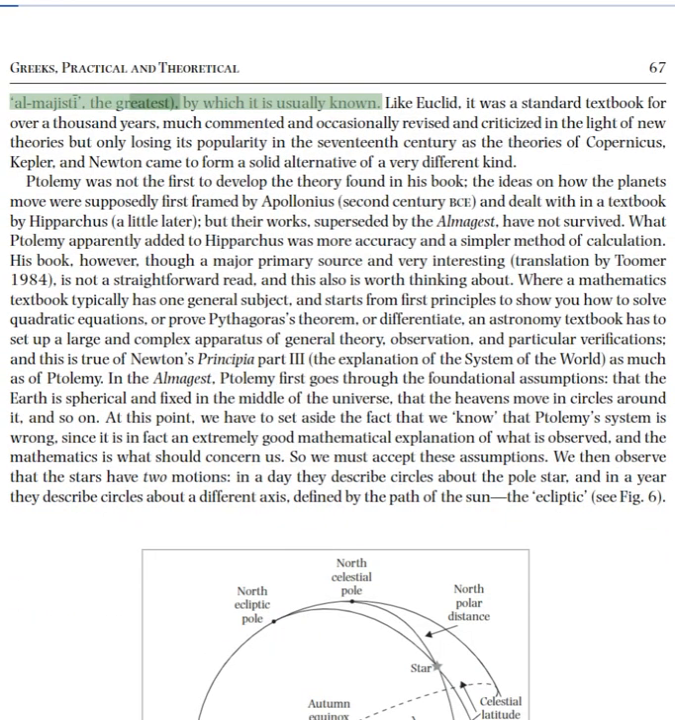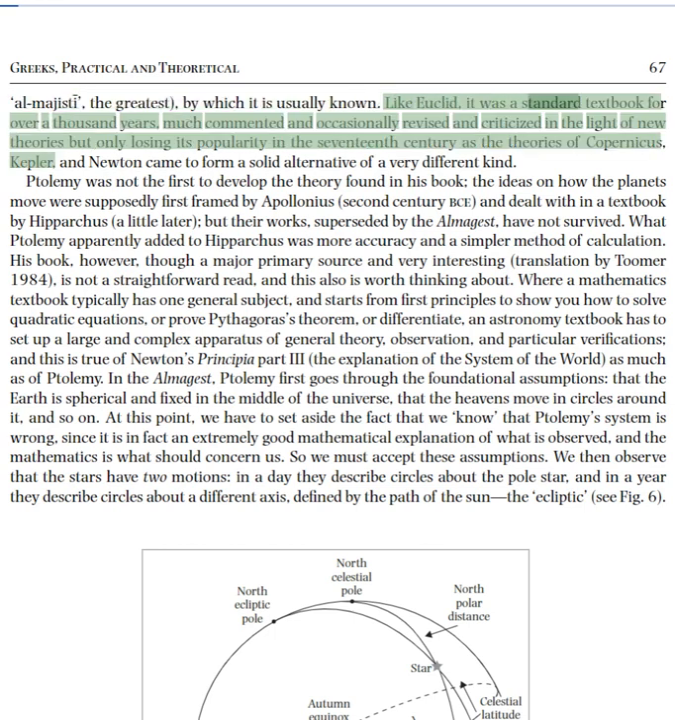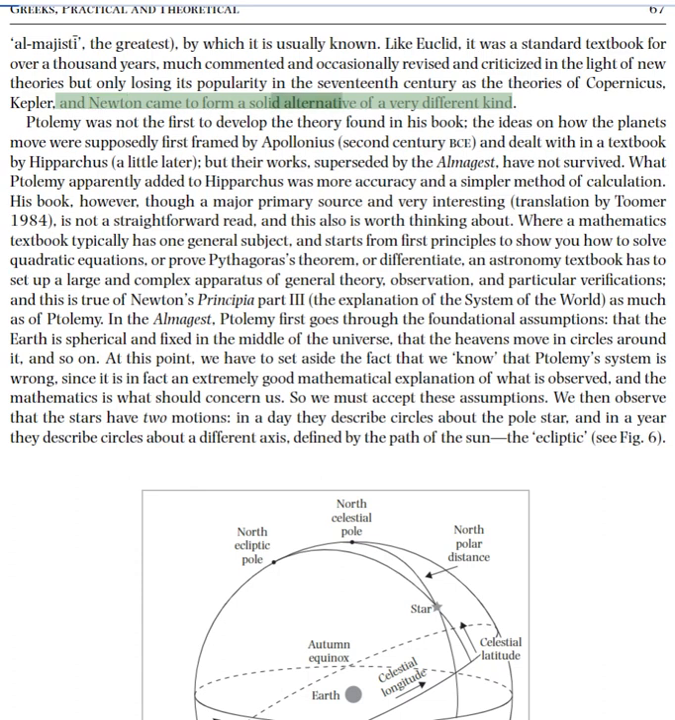Almagest, "the greatest," by which it is usually known. Like Euclid, it was a standard textbook for over 1,000 years, much commented and occasionally revised and criticized in the light of new theories, but only losing its popularity in the 17th century as the theories of Copernicus, Kepler, and Newton came to form a solid alternative of a very different kind.